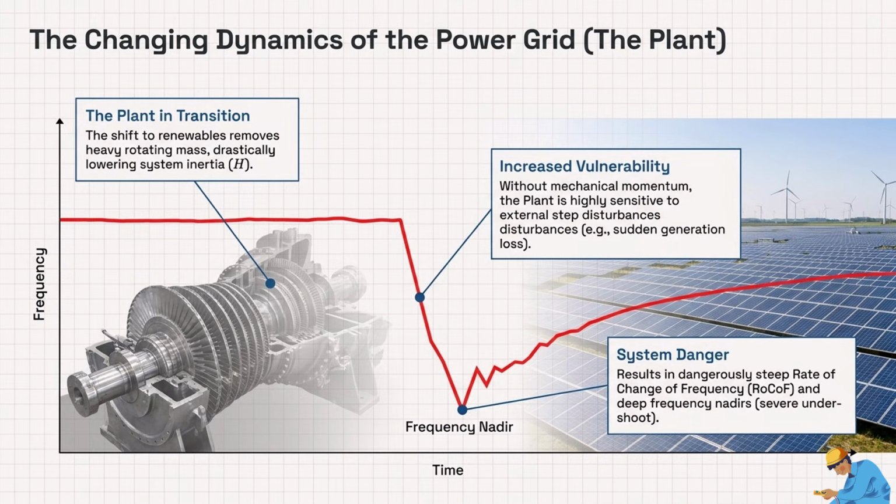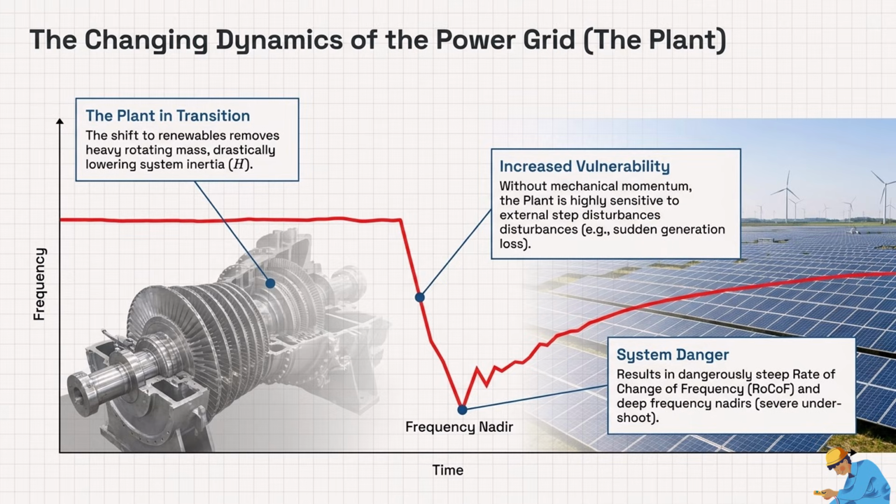In control theory, the plant is the physical system we want to manage. Our plant today is the modern power grid. As you know, we are transitioning globally toward renewable energy. Why is this great for the environment? It creates a severe engineering problem.